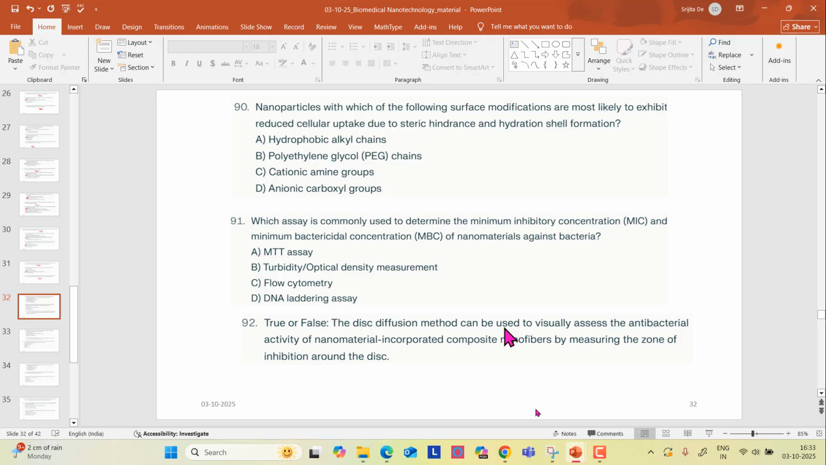Nanoparticles with which of the following surface modifications are most likely to exhibit reduced cellular uptake due to steric hindrance and hydration shell formation? Hydrophobic alkyl chains, polyethylene glycol chains, cationic amine groups, anionic carboxyl groups.